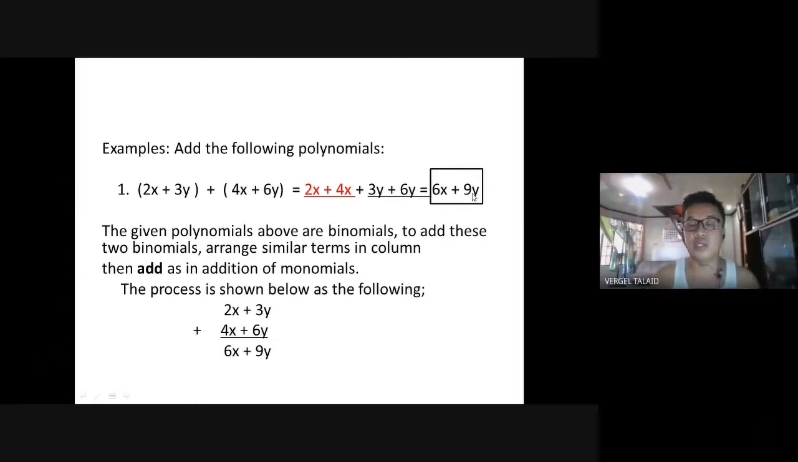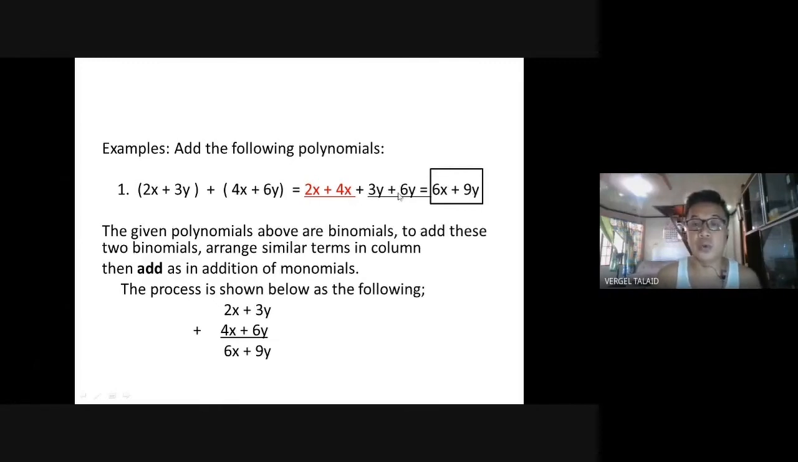So why is the result a binomial? Since 6x and 9y are dissimilar terms, they have different literal coefficients. So we cannot add 6x and 9y. Again, since they are dissimilar terms, they have different literal coefficients. So in short, our answer is the binomial 6x plus 9y. You cannot add 6x and 9y because they are dissimilar terms. We have x and we have y.